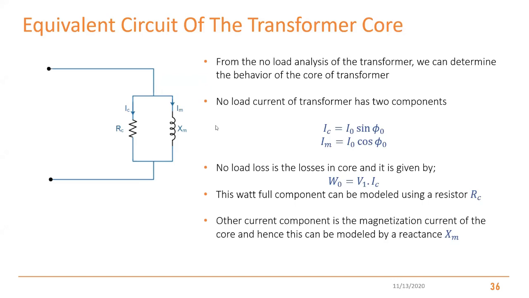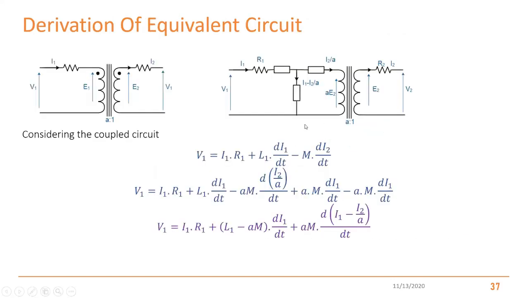Now the next part is to get an equivalent circuit related to the winding. So now we are going to actually derive an equivalent circuit. This is a little complicated task, but try to understand.